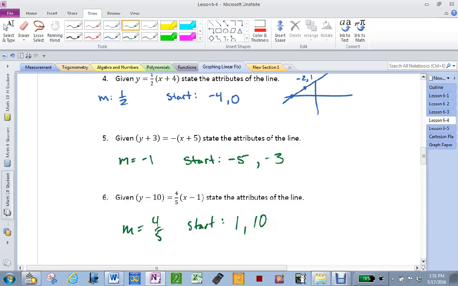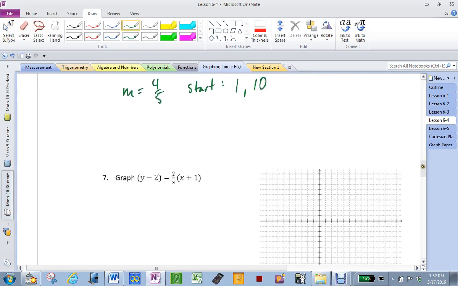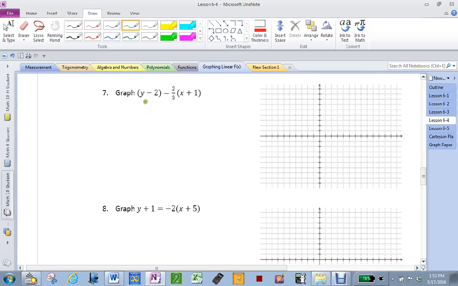4 fifths, and our start. And our start? Positive 1. Everybody good? Okay. That's the tools you need to use this form to solve problems. Okay? Everybody good? All right, so let's see if we can solve problems.